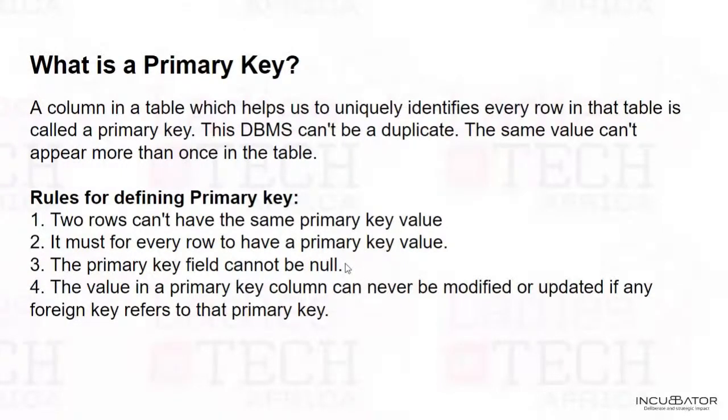The primary key field cannot be null. That shows that it cannot be empty. You have to make sure something is actually there. The value in a primary key column can never be modified or updated if a foreign key refers to that primary key. What I'm trying to communicate here is that you can't say, oh, I don't like the way my matric number is, can they help me change it? No, you cannot do that.